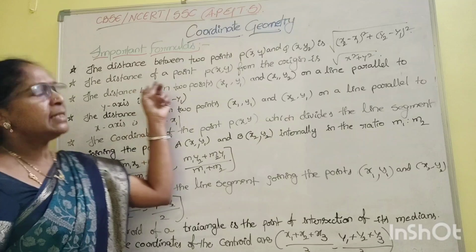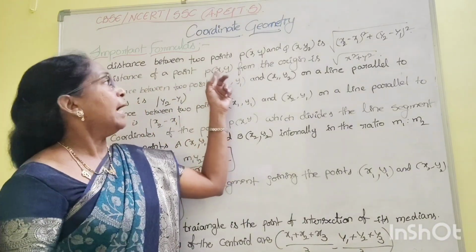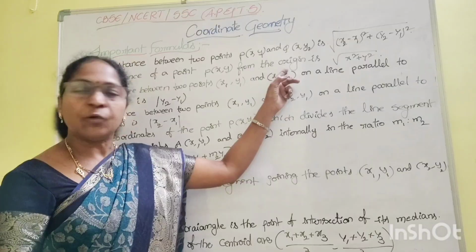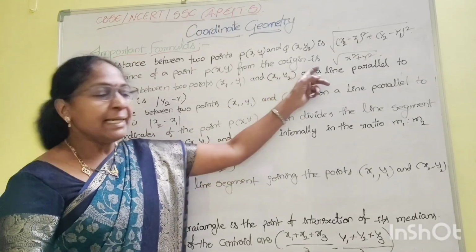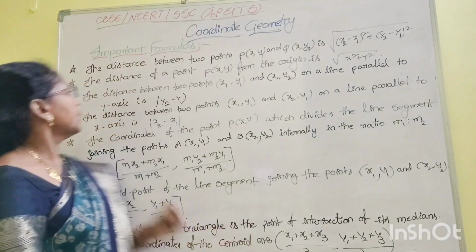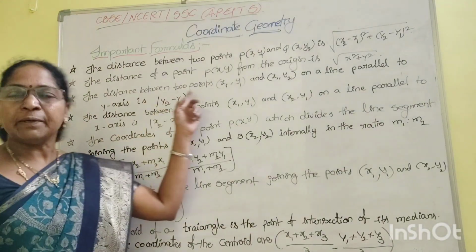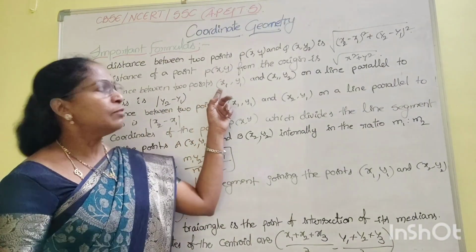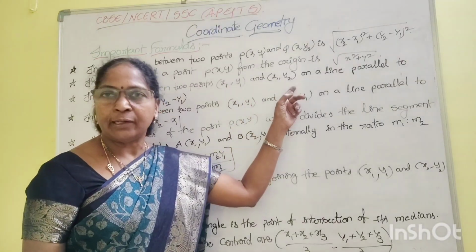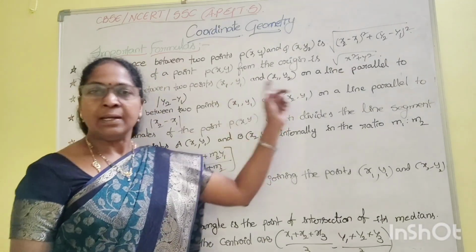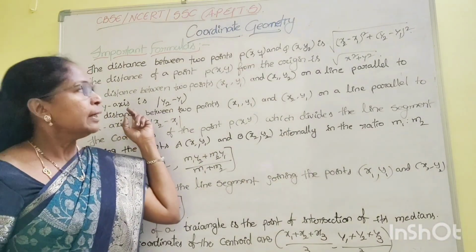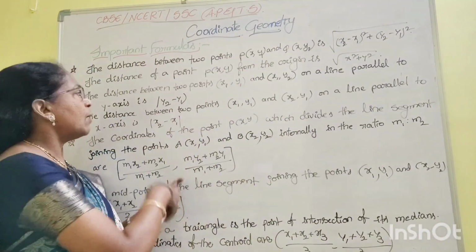Next is the distance of a point P (x, y) from the origin. The origin is nothing but (0, 0). The formula is the square root of x squared plus y squared. The third is the distance between two points, the first (x1, y1) and the second (x1, y2). Here x1 is the same, that is, the points lie on a line parallel to the y-axis.